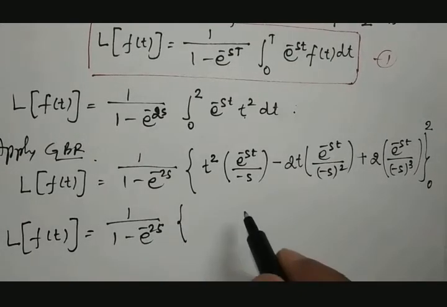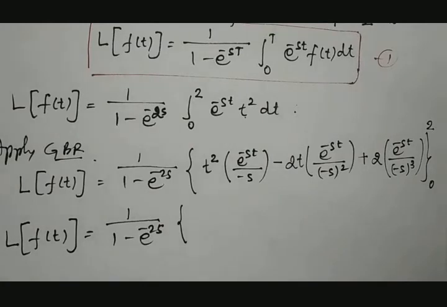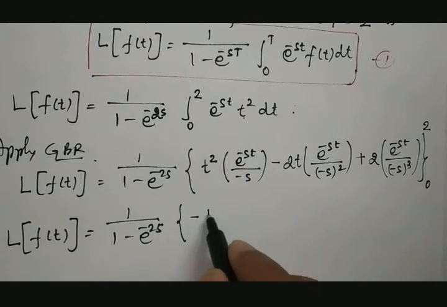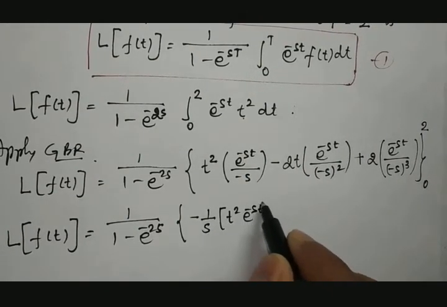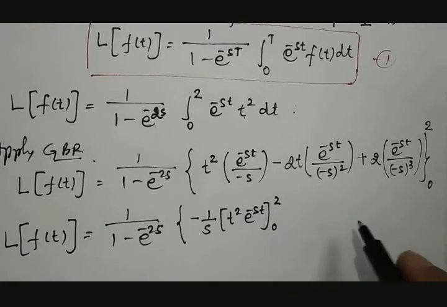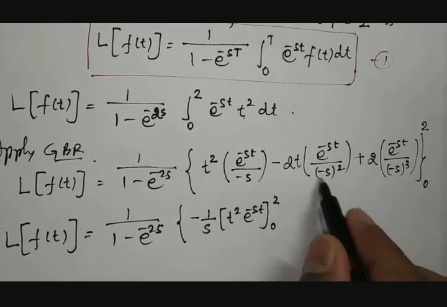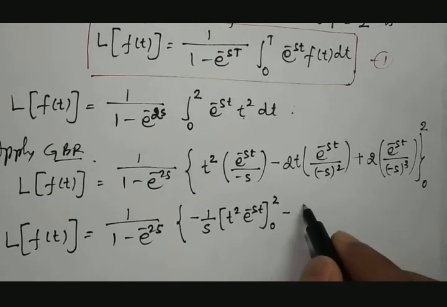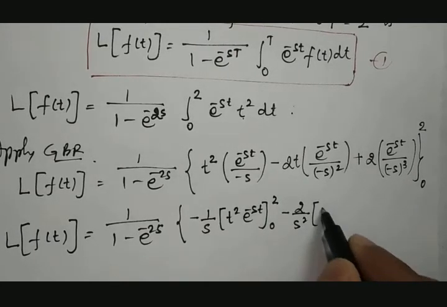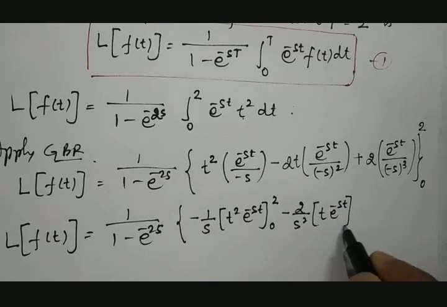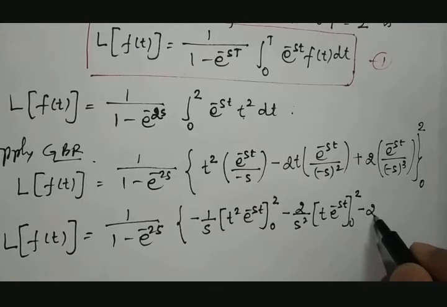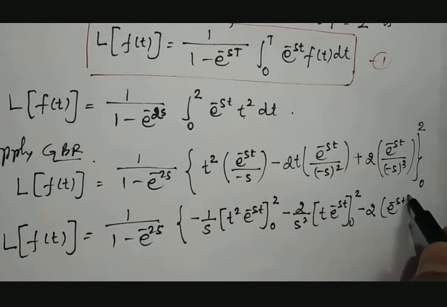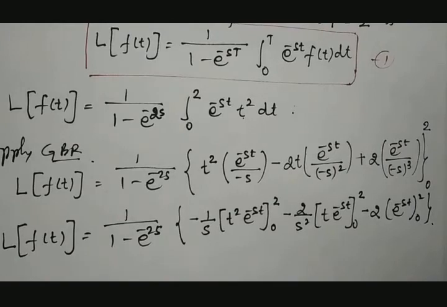into, we can see here, we can substitute upper and lower limit everywhere. Then what happens here? It is minus 1 divided by s into t square into e raised to minus st between 0 to 2. Minus of minus s square will be plus 1. So it is minus 2 divided by s square into t into e raised to minus st between 0 to 2. Then minus s cube will be minus. So it is 2 into e raised to minus st between 0 to 2.